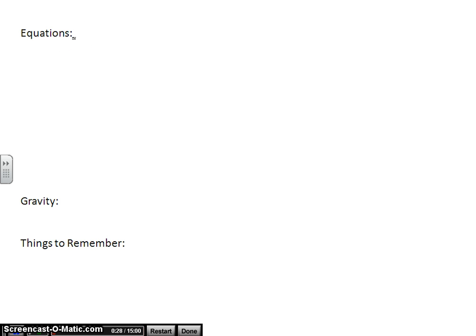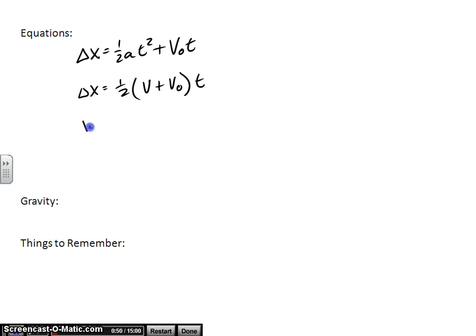Okay, equations. These are the same equations that we've had for accelerated motion on a ramp. We have delta x equals 1/2 a t squared plus v naught t. We have delta x equals 1/2 (v plus v naught) times t. We have v squared equals v naught squared plus 2a delta x. And we have v equals at plus v naught. Four base equations. Those are our accelerated motion equations.